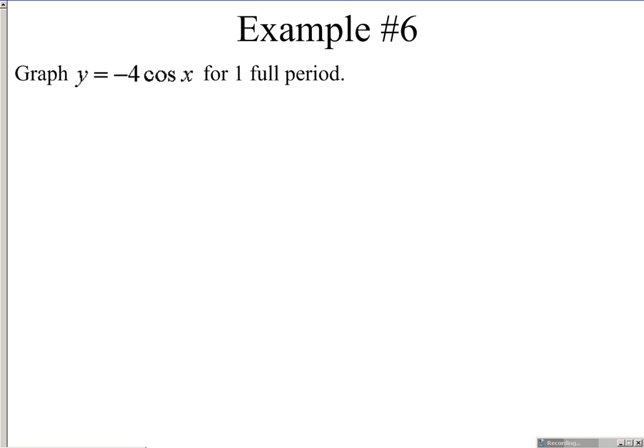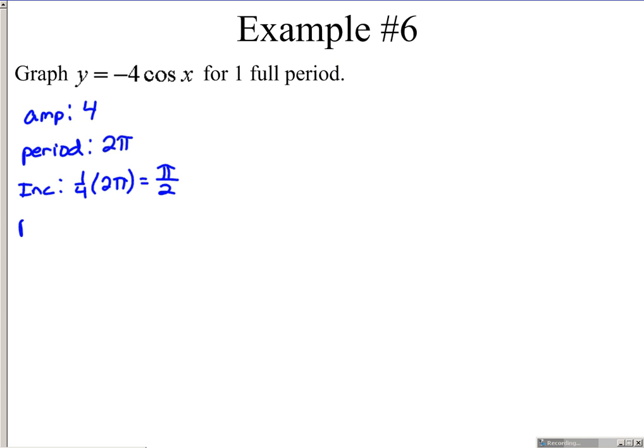Number 6, amplitude is 4. Period, 2 pi over the lead coefficient on x is just 2 pi. Increment, 1/4 of the period is pi over 2. Phase shift, take the angle, set it equal to 0. This time x equals 0, so our phase shift is at 0. Center line is not shifted, so that's y equals 0.